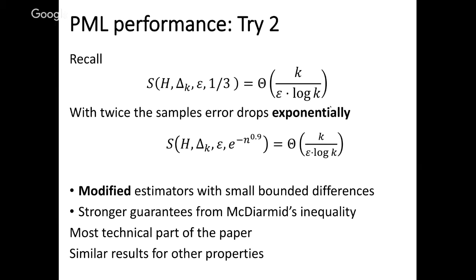So this second result says that to estimate entropy up to additive epsilon requires sample complexity S for error probability 1/3. You can make the error probability e to the minus n to the 0.9, something really tiny, with just twice the number of samples. So you have to do something better than just taking medians. And we are skipping over that.